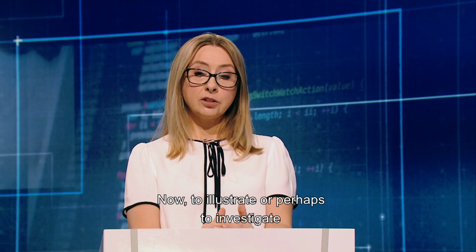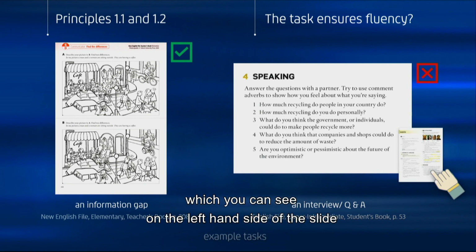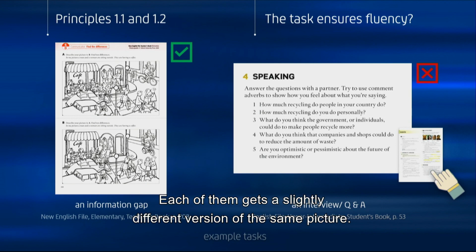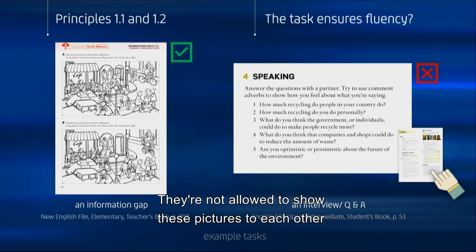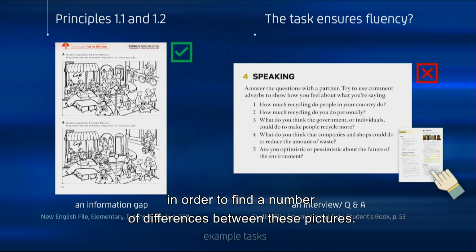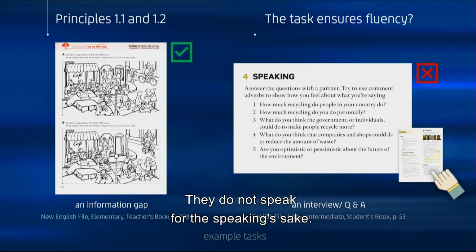Now, to illustrate, or perhaps to investigate in what way speaking tasks realize this principle, I would like us to take a look at two tasks: an information gap, which you can see on the left-hand side of the slide, and an interview. So if you take a look at the information gap here, the students are supposed to work in pairs. Each of them gets a slightly different version of the same picture. They're not allowed to show these pictures to each other. And the goal of the activity is to ask and answer questions in English in order to find a number of differences between these pictures. So essentially what students do here is they get the task done. They do not speak for the speaking's sake.